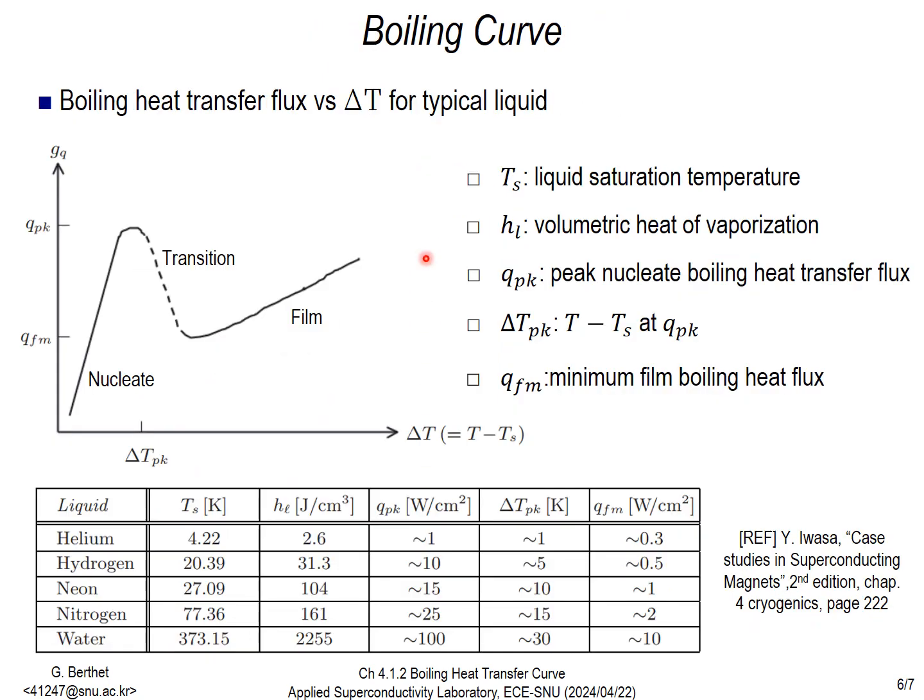The boiling heat transfer curve has for most liquids this kind of behavior, so we usually define delta T peak, the temperature difference where the heat transfer reaches its maximum value in the nucleate area, QPK, the peak heat transfer flux at that point, QFM, the minimum heat flux in the film region. On the table below, these points are referenced for several cryogenics.